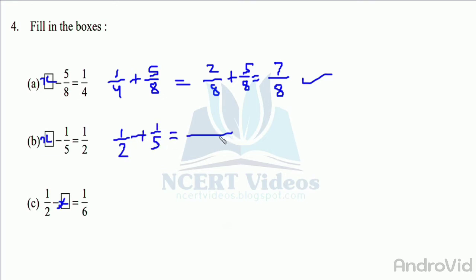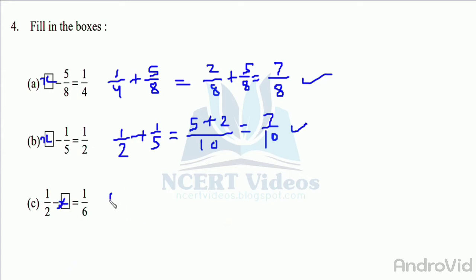In the second part, 1/2 plus 1/5. 1/5 was negative in the left hand side, taken to right hand side becomes positive. 10 is the LCM, so 5 plus 2 gives 7/10.